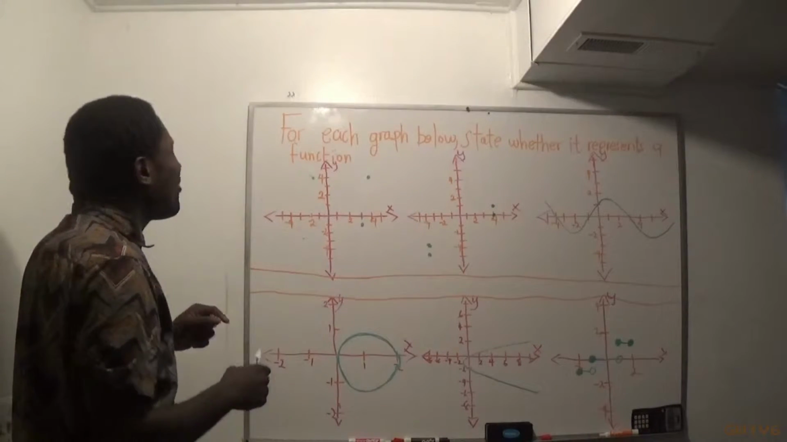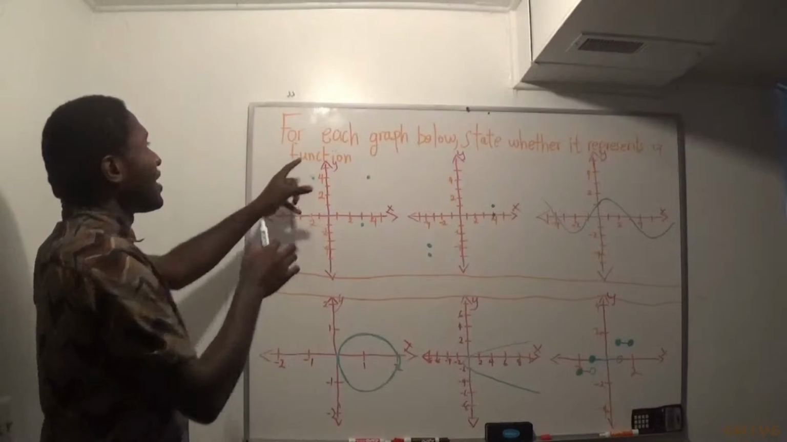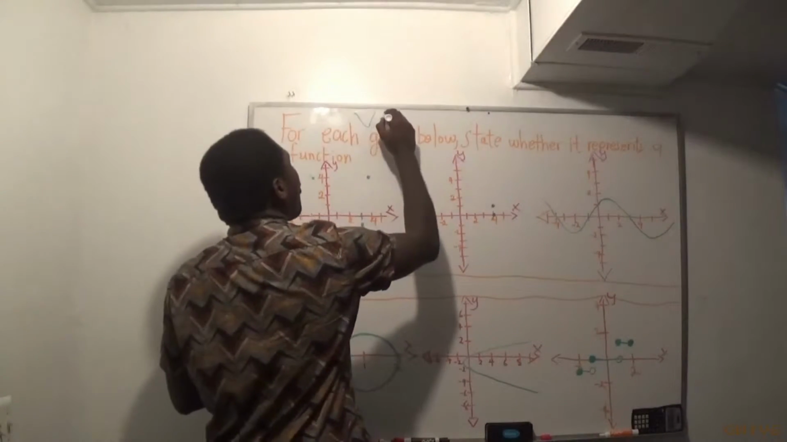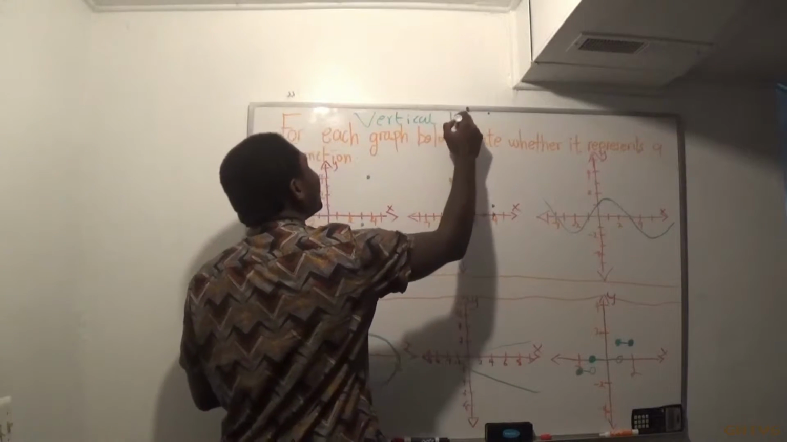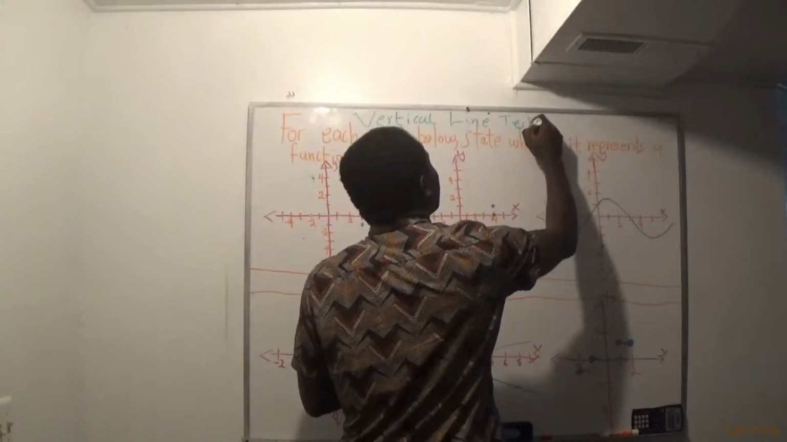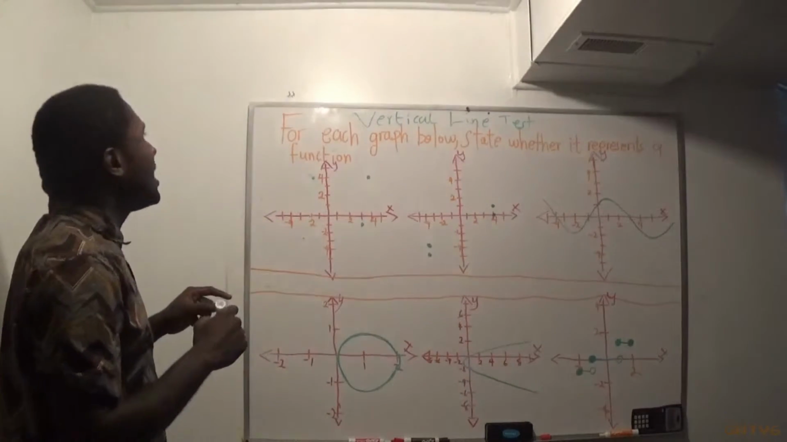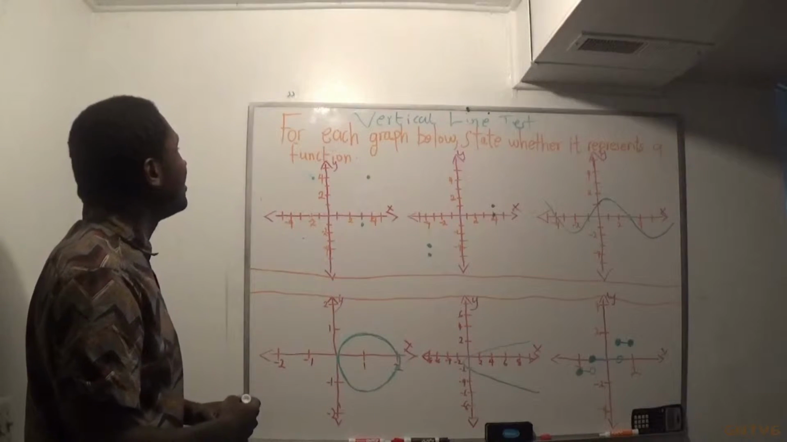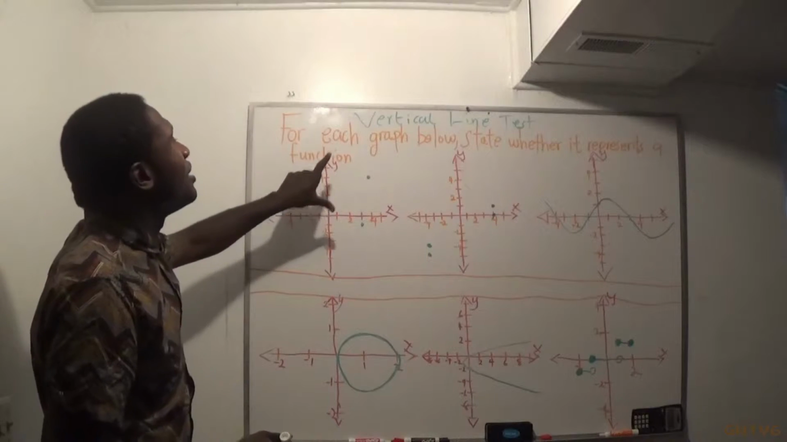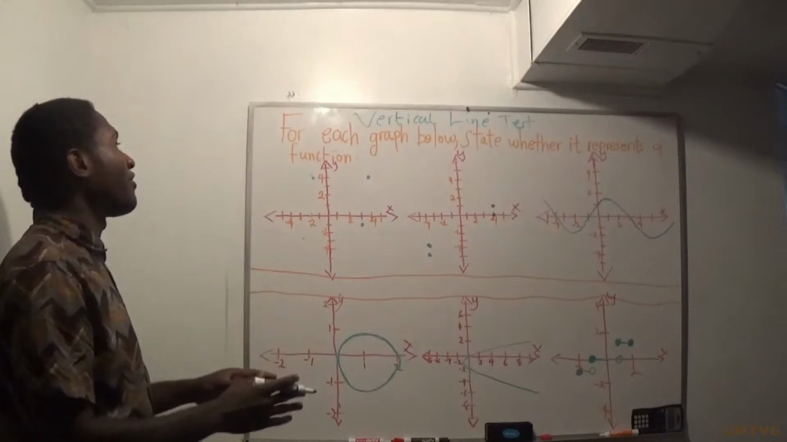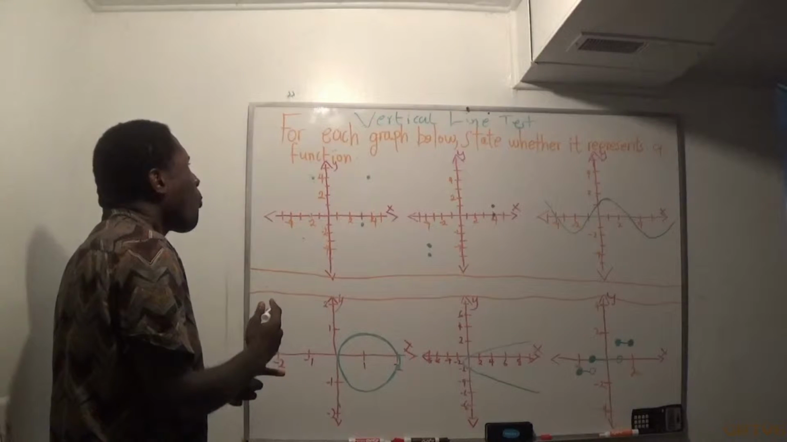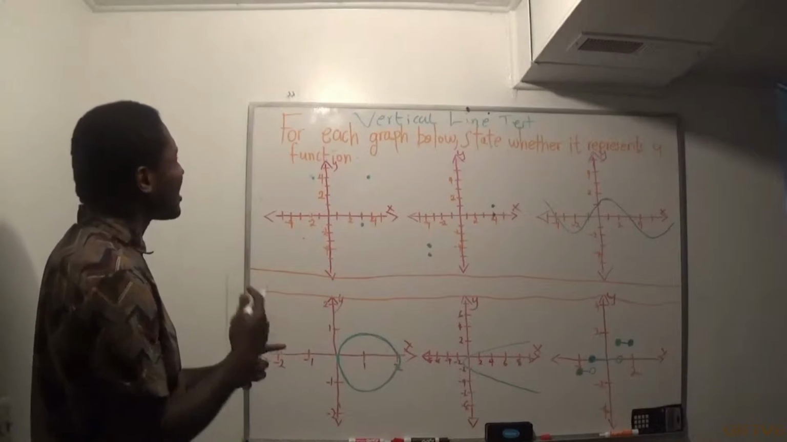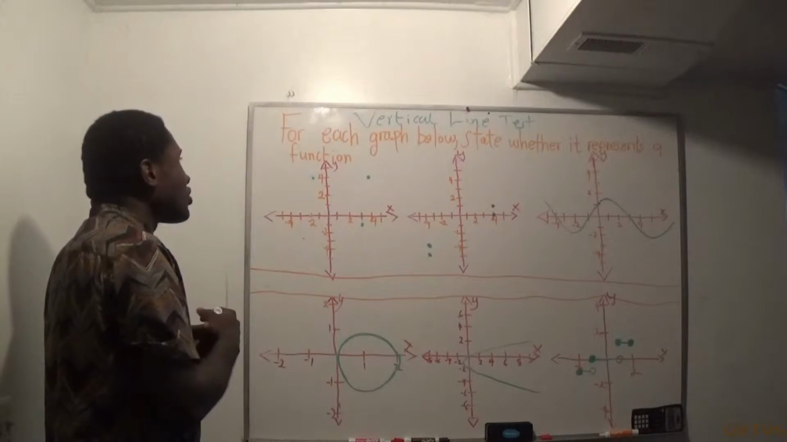For each graph below, state whether it represents a function. Well, whenever I'm being given a graph and I'm asked that question, I know that I have to use what we call the vertical line test. With the vertical line test, if I fail the test, then it's not a function. If I pass, it is a function. But I have to know when I can say I've passed the test and when I can say I failed the test, because that's what is going to help me know if it's a function or not.